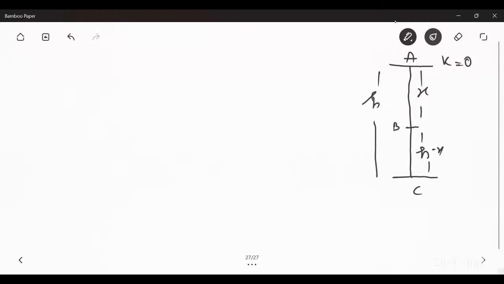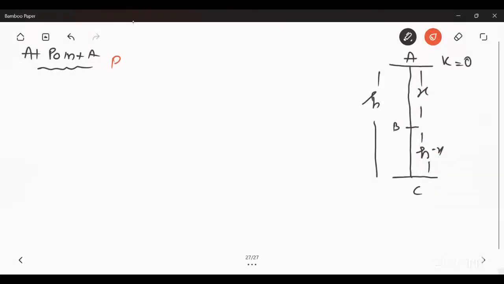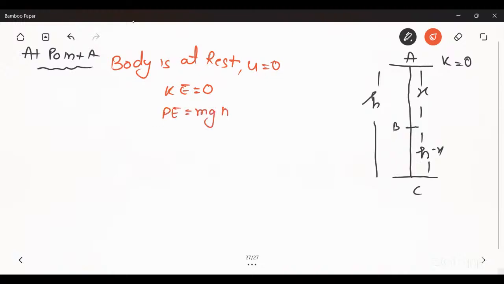Now, at point A, the body is at rest. So what will happen if the body is at rest? It means its velocity is zero, and if its velocity is zero, then kinetic energy is zero. Only in that case it has potential energy mgh.